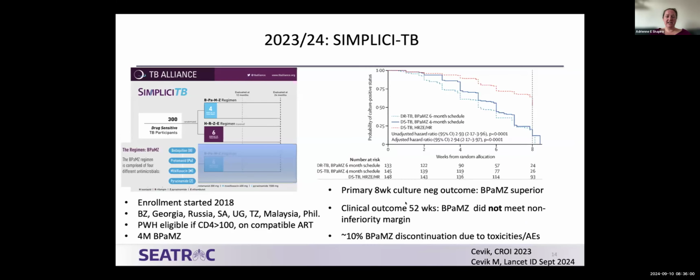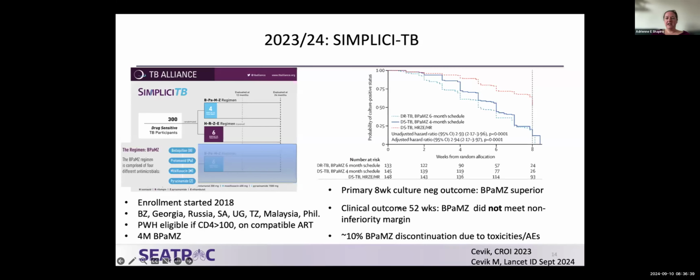The last treatment shortening study that I want to discuss is one that was unfortunately not successful. This was another 4-month treatment regimen that was proposed, using the regimen BPaMZ, which is bedaquiline, pretomanid, moxifloxacin, and pyrazinamide. And the study was done both in people with drug-sensitive and drug-resistant TB. We'll just talk about the drug-sensitive TB, comparing a 4-month regimen to the standard 6-month regimen.